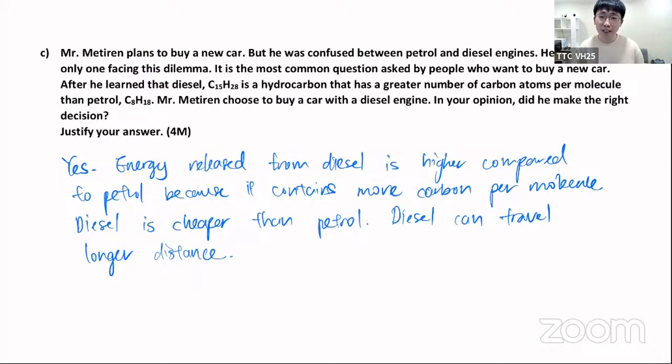Okay, so guys, this will be the understanding for diesel. So this will be the answer for 4 marks. 1 mark for the yes, 3 marks for the explanation.